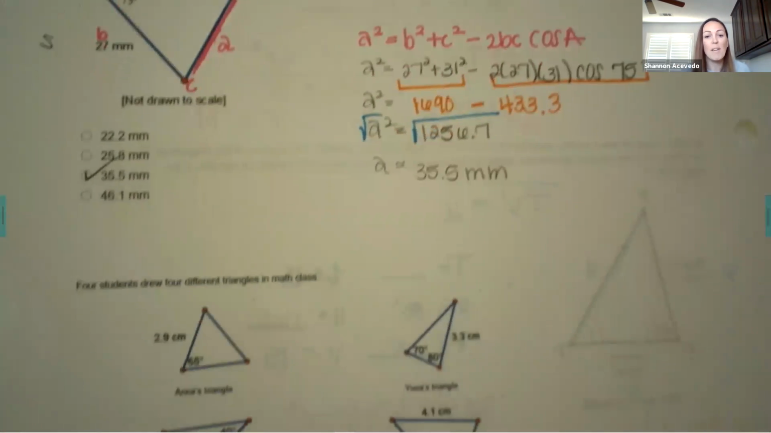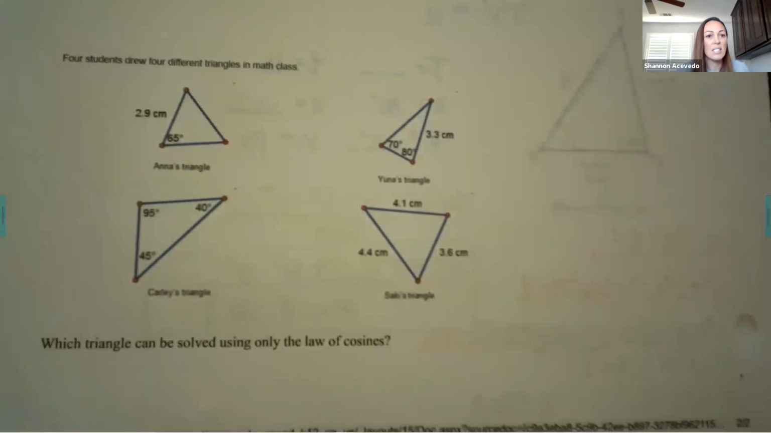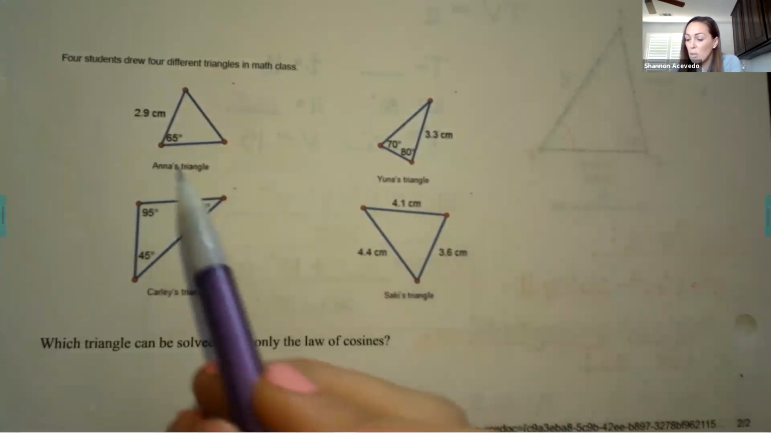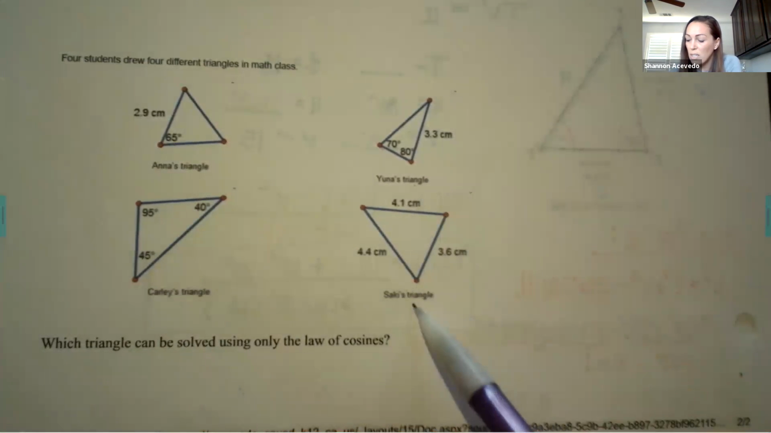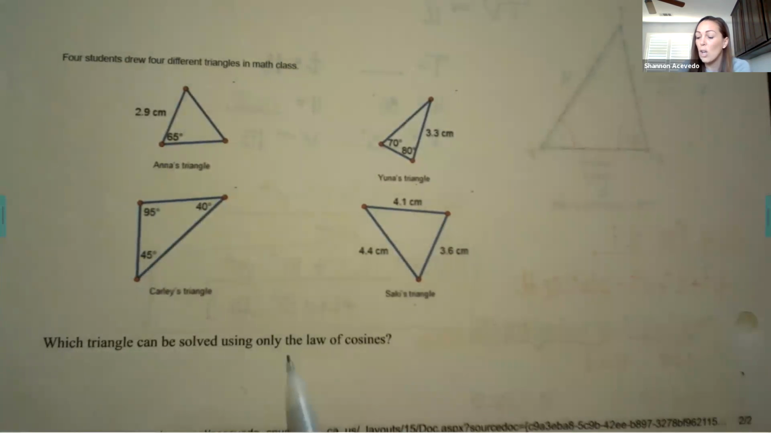All right, and my very last one. So this says that 4 students drew 4 different triangles. So here are the 4 different triangles, and these are the students that drew them. The question is, which triangle can be solved using only the law of cosines?